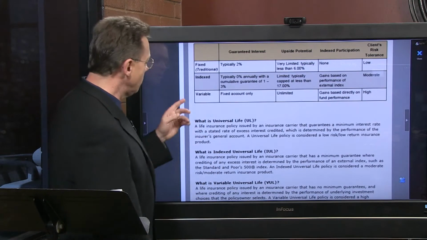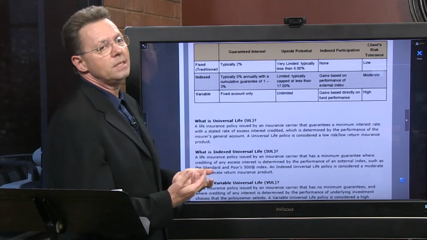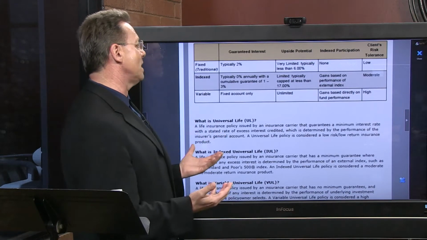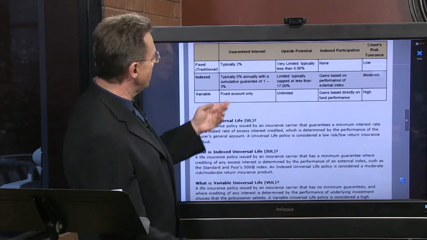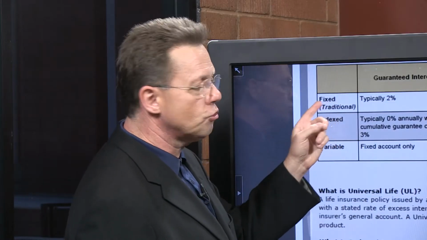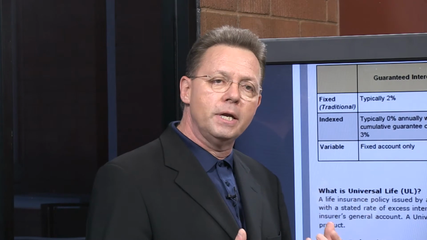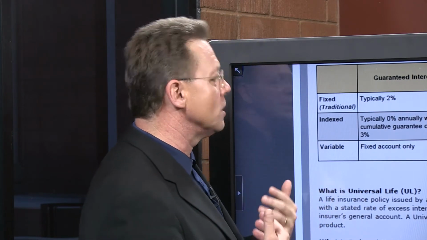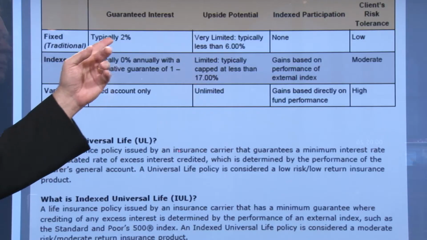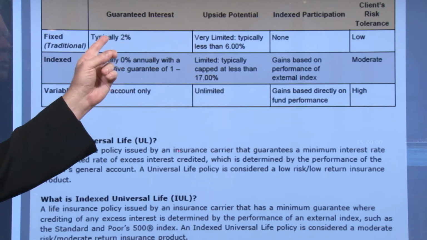Now, when I'm looking at this grid, I really like it because it's a basic grid, yes, but it really formats my thinking and it helps you understand. The first one they're going to talk about is fixed, traditional, or as I call it, current company assumption UL, and their typical guaranteed rate is around 2%.